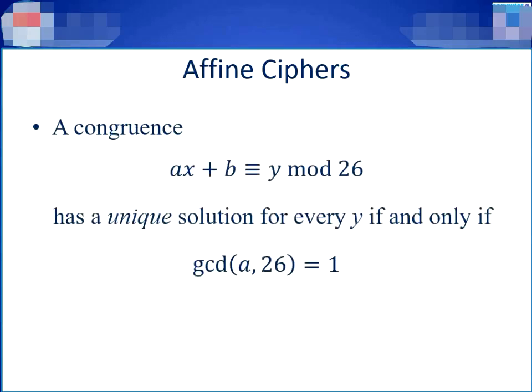Let's define what a congruence is. An equation of this type is called a congruence, and we need to solve this equation with respect to this x. But the point is that a congruence of this type has a unique solution for y if and only if the greatest common divisor of A and this modulus, in our case 26, is equal to 1. In other cases, this equation will not have a unique solution.